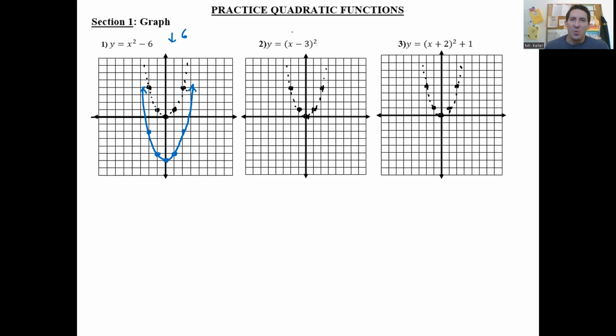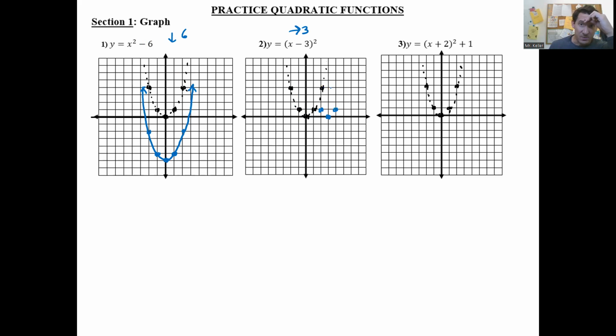This one here, when it's adding or subtracting inside the parentheses, it's going to be a shift left or right, but it's going to be opposite of what you think. Since it's x minus 3, this is going to shift the graph to the right 3. All right, it's opposite when it's inside. So all these points are going to go to the right 3. So 1, 2, 3. I'm going to put that point first, and then all these other points go right 3. So these 3 are going to be easy to put right there.